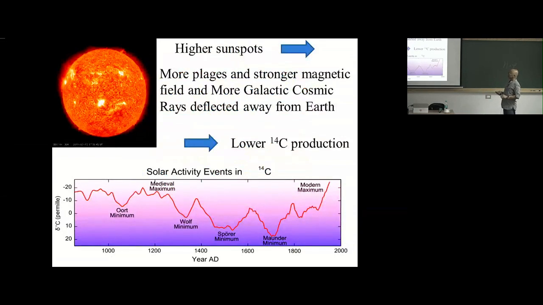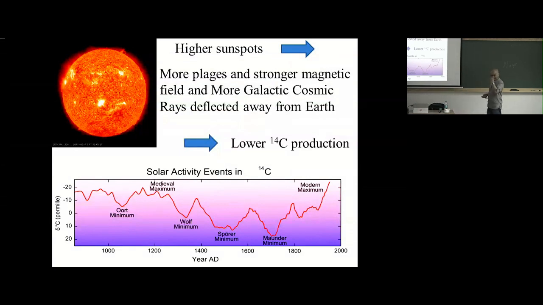Don't try to, again, as I said, don't try to go back to the information you have. Use the information you have to... I'm saying when there are more plages and a stronger magnetic field, then that deflects cosmic rays. That would reduce C14 production. But here we are having fewer sunspots, less radiation, a weaker magnetic field, which means more cosmic rays, which means more C14. It's very simple.